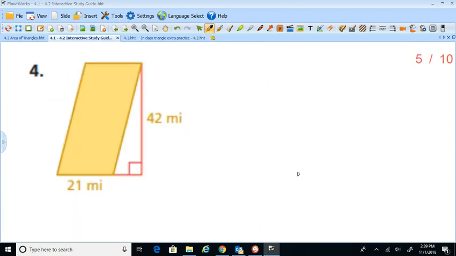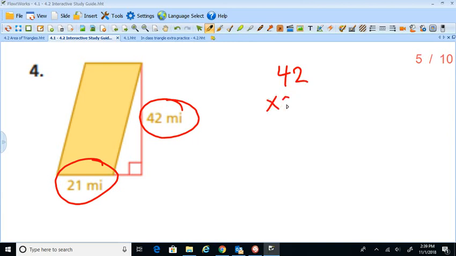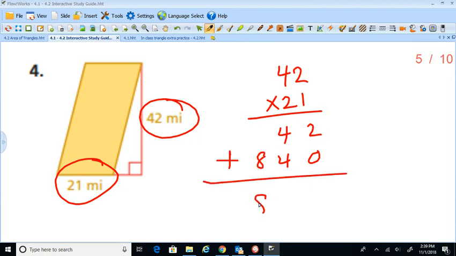Number 4. Once again, another parallelogram. So we have a base of 21 miles, a height of 42 miles. So 42 times 21, that's a 2, that's a 4, 0, a 4, and an 8. Add them together, 882 square miles.